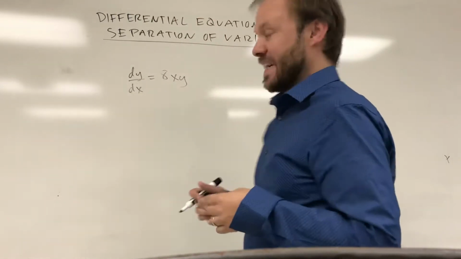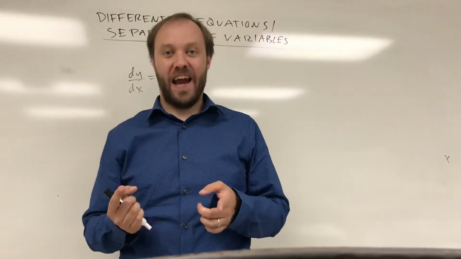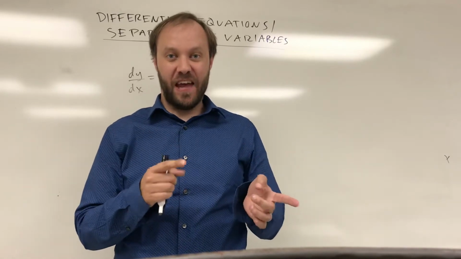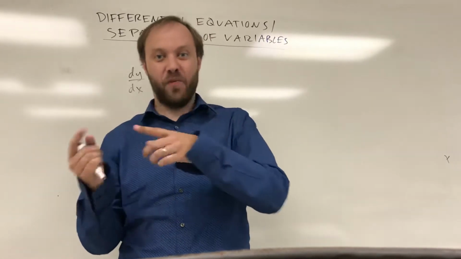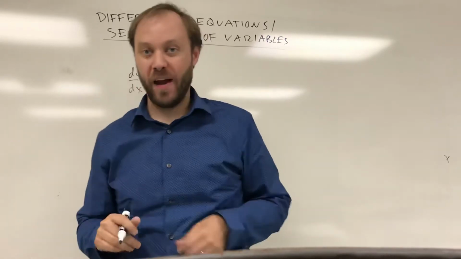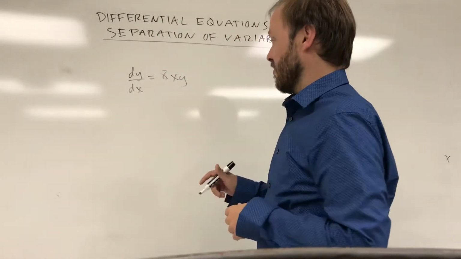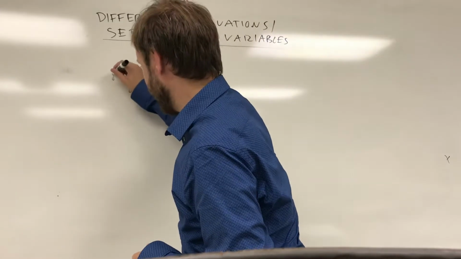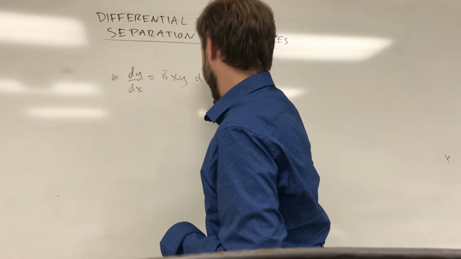So remember, the idea here is you can multiply and divide to get the dx's and the dy's and the x's and the y's all on the same sides. Everything with an x on one side, everything with a y on the other side. Okay, so we start out here. I can multiply both sides by dx. I've got that set up there.